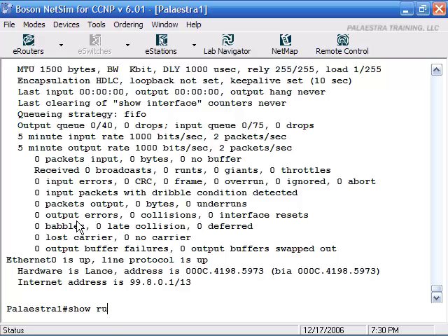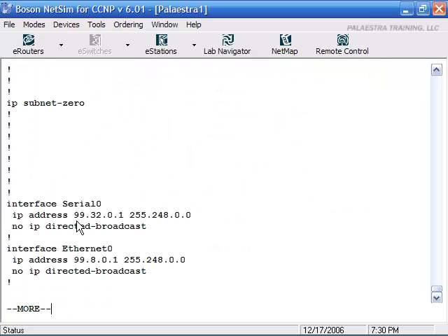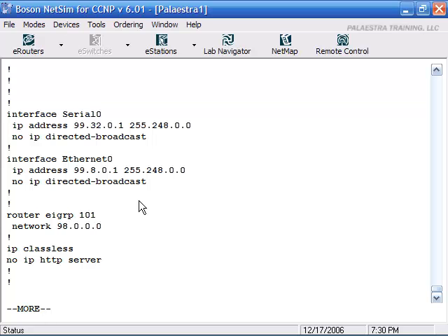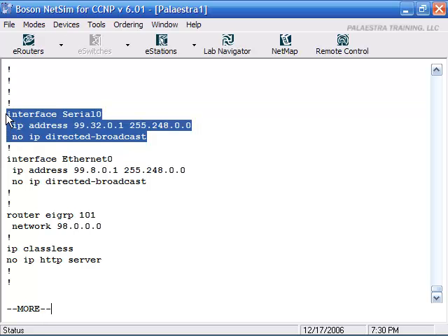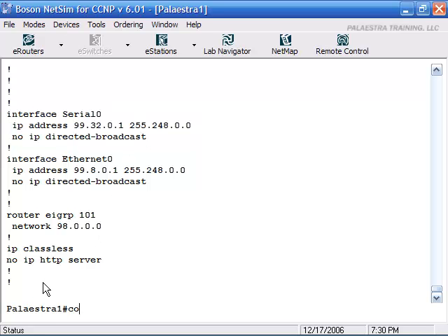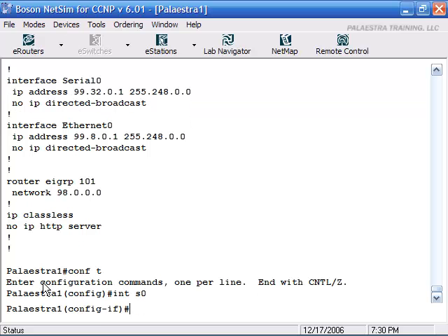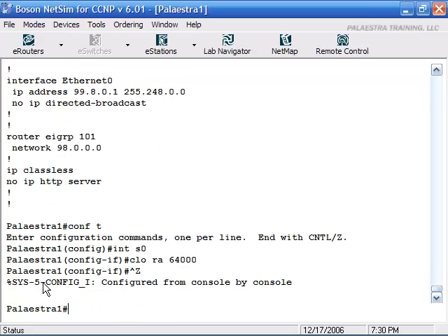If I do a show run, I can take a look at the configuration real quick. I know that interface serial 0 is the side of this back-to-back link between Palestra 1 and Palestra 2 that handles the clocking, and there is no clock rate command there. So I'm going to have to specify the clock rate. Again, the clock rate sets up the timing for the link in a back-to-back environment. So I'm going to go into that interface and type in clock rate 64,000 and see if that brings the interface up.